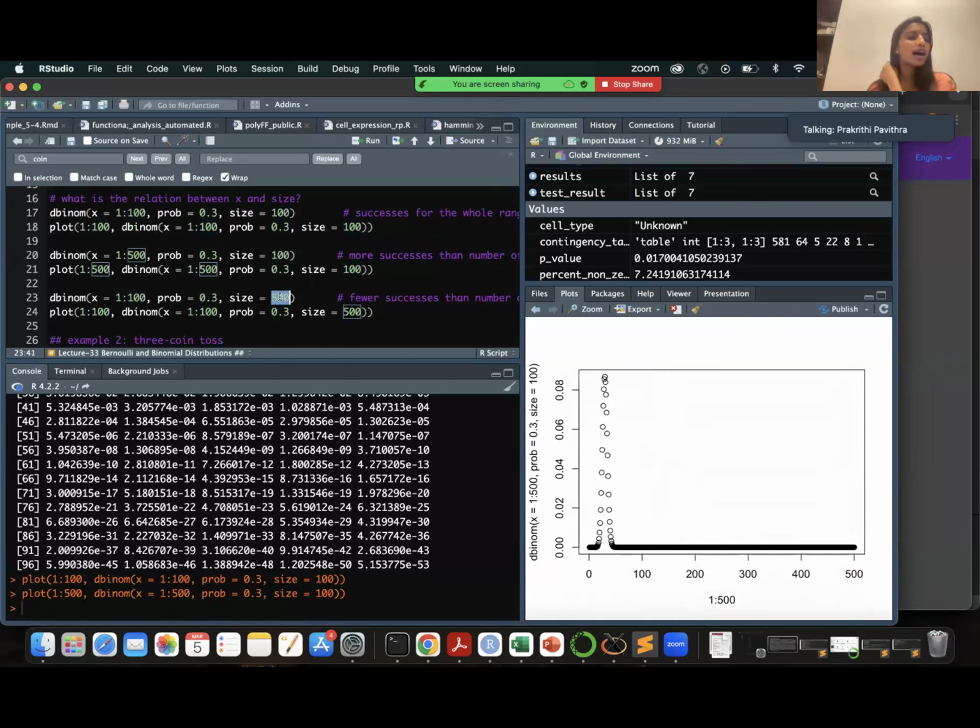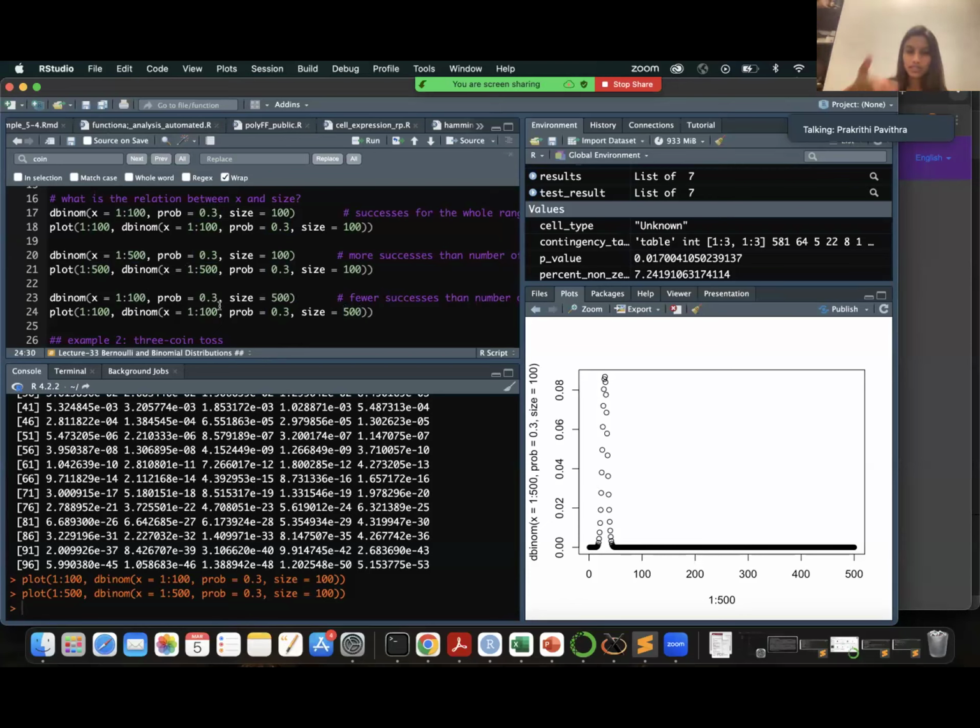And let's say we have N equal to 500, and your probability is 0.3. So 30% of 500 would be something around 170. So your peak will be expected somewhere around 170. But here you just plot 1 to 100. So what will you see?